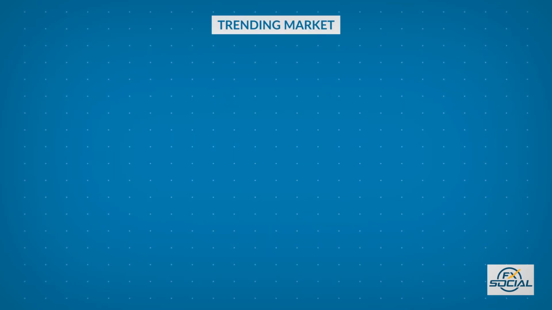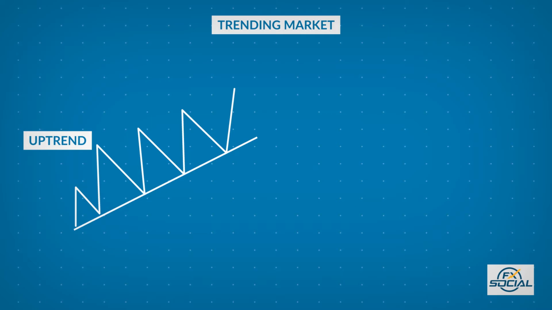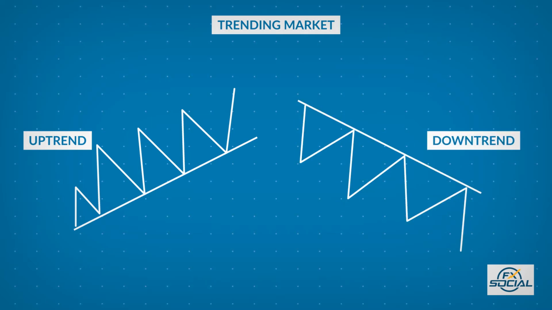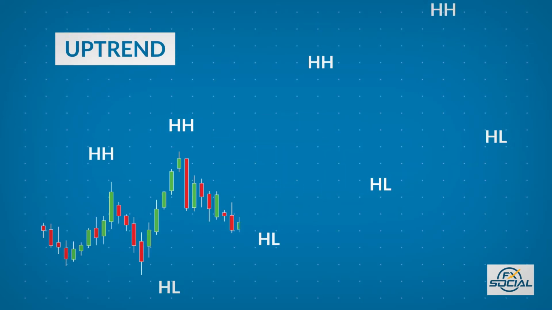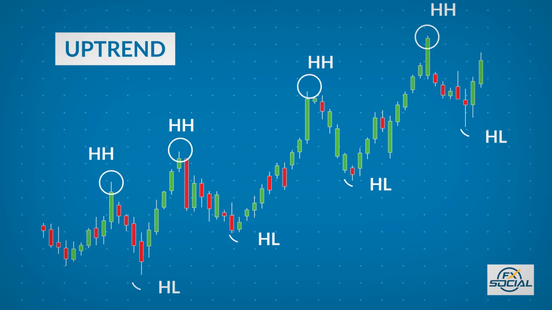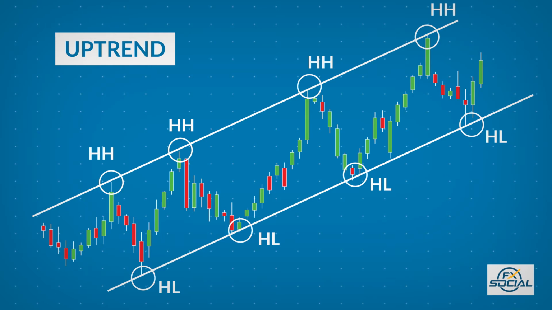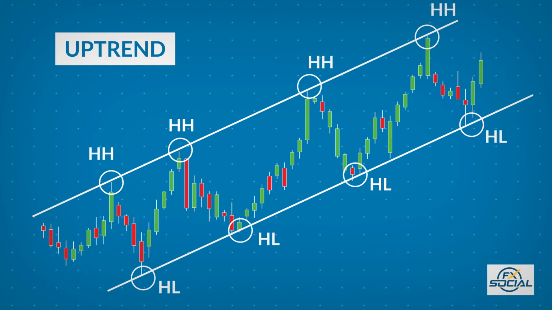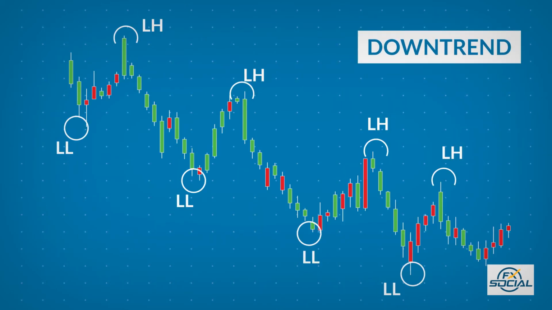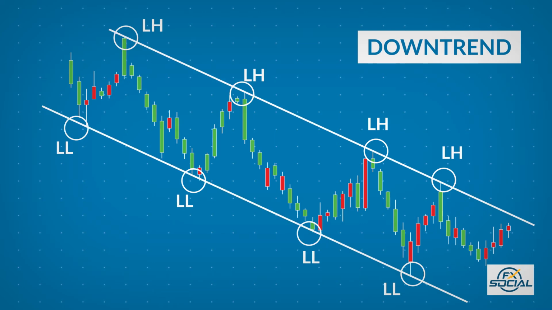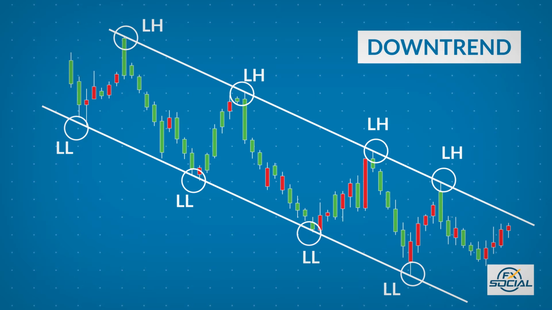In a simple form, a trending market occurs when the market is in an upward or bullish move, or when we are in a bearish or downward move. The ranging market is simply a sideways movement. In an uptrend or bullish trend, we usually have a series of higher highs and higher lows. Higher highs are abbreviated as HH. Higher lows are abbreviated as HL. In a downtrend or bearish trend, we usually have a series of lower lows and lower highs. Lower lows are abbreviated as LL. Lower highs are abbreviated as LH.